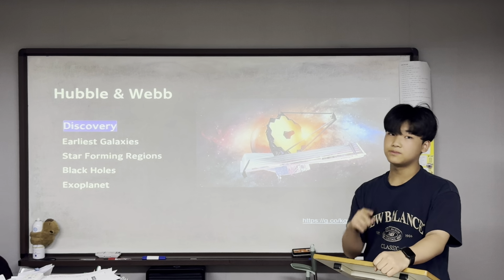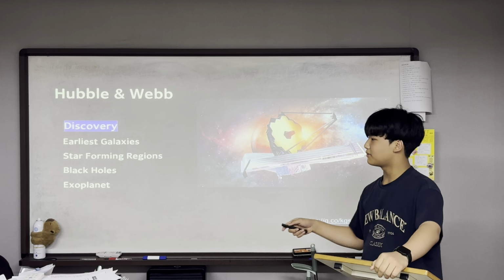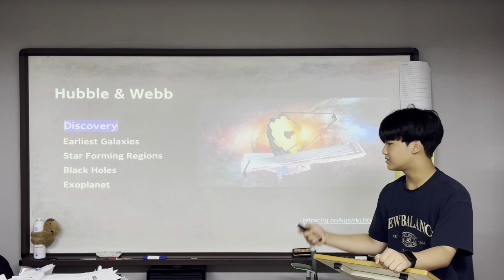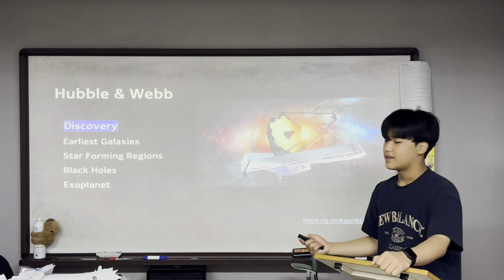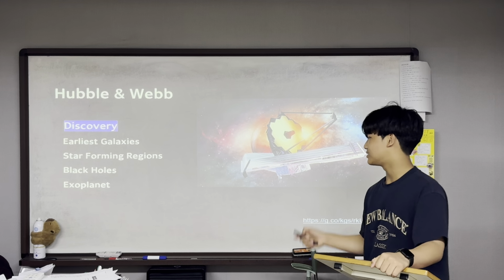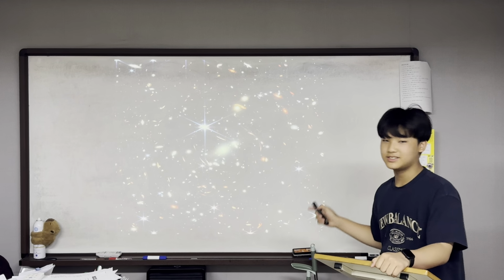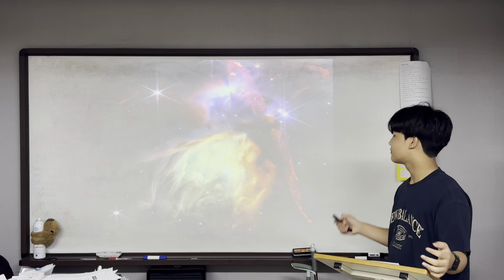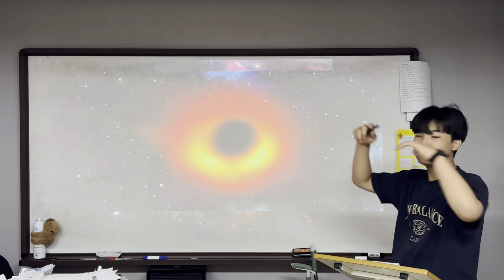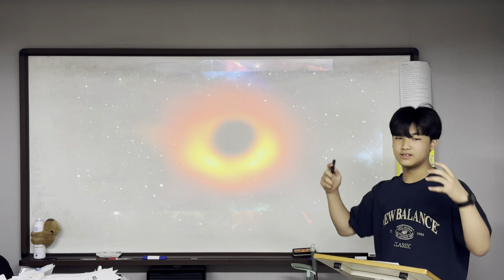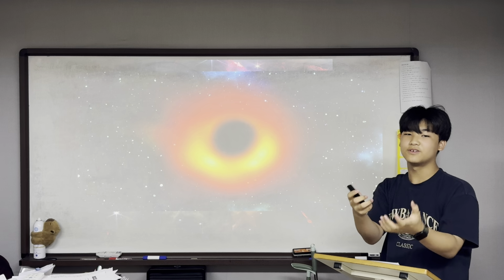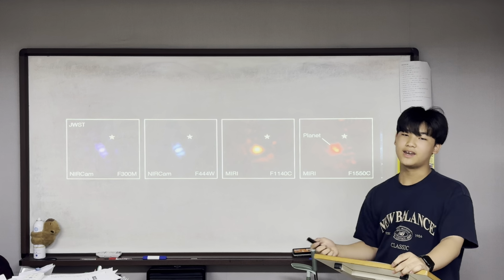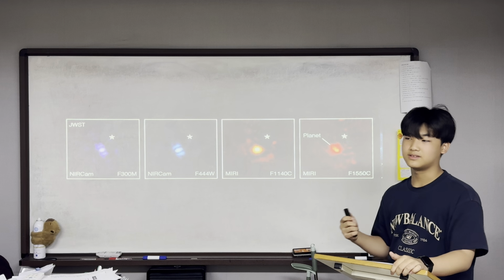Discoveries of James Webb Space Telescope. Firstly, it discovered one of the earliest galaxies. Secondly, star-forming regions. Thirdly, supermassive black holes. And lastly, four exoplanets. This is the earliest galaxies. This is the star-forming region. This is supermassive black hole that was firstly observed by the Space Telescope. And these are four main exoplanets that James Webb Space Telescope discovered.